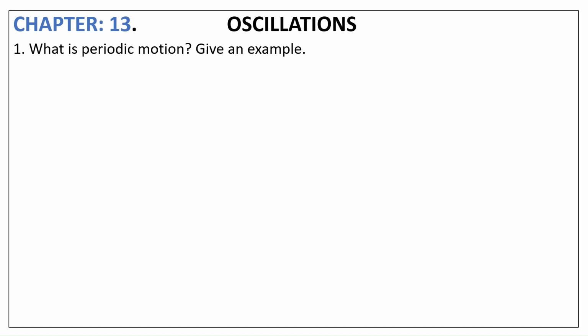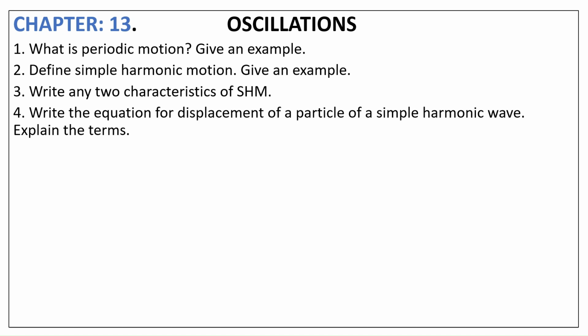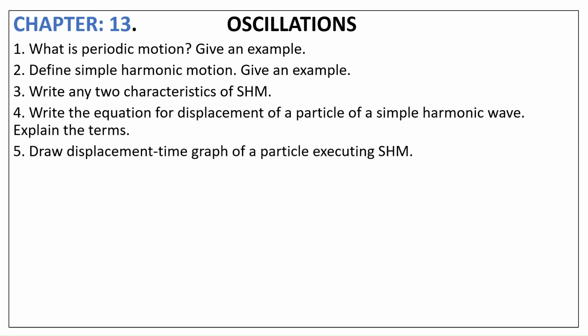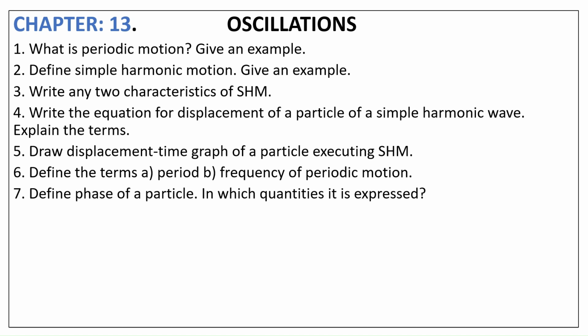Chapter 13. Oscillations. 1. What is periodic motion? Give an example. 2. Define simple harmonic motion. Give an example. 3. Write any two characteristics of SHM. 4. Write the equation for displacement of a particle of a simple harmonic wave. Explain the terms. 5. Draw displacement time graph of a particle executing SHM. 6. Define the terms A. Period, B. Frequency of periodic motion.